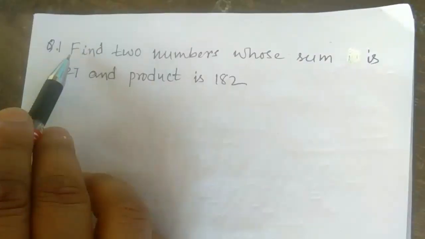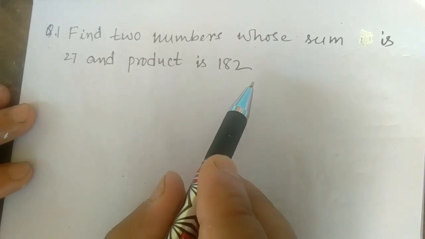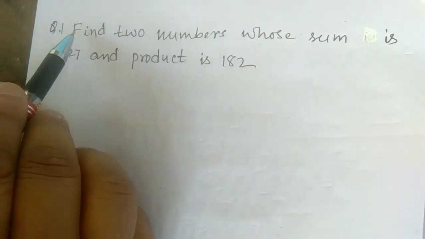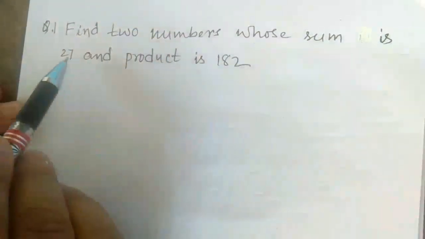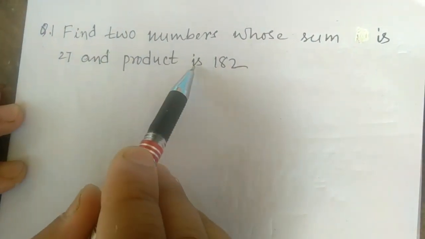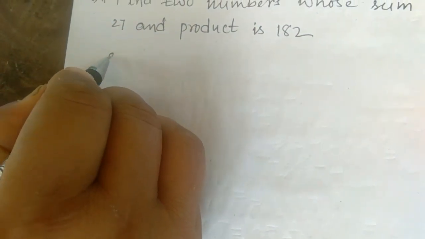Good morning. We are again continuing quadratic equation chapter 4. Okay. So, a question like this: Find two numbers whose sum is 27 and product is 182. So how to solve? Let me show you the solution part.